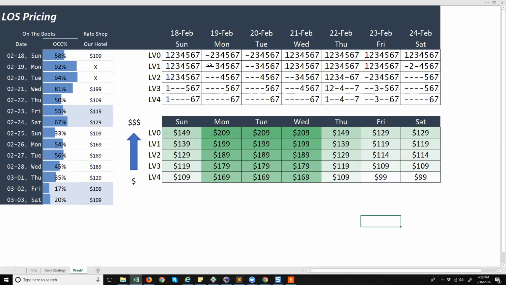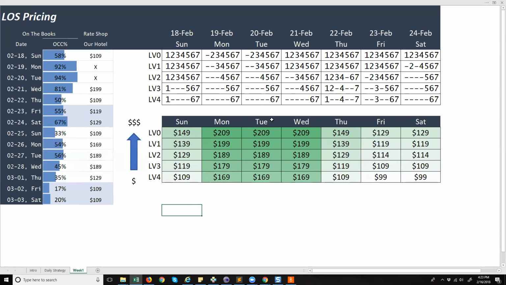So you'll start to see a pattern develop up here. And the cool thing about length of stay is that it not only affects just the week that you're in, but once we get to the second half of the week, you'll start to notice that we're not offering lengths of stay that start to affect this next week of the 26th.